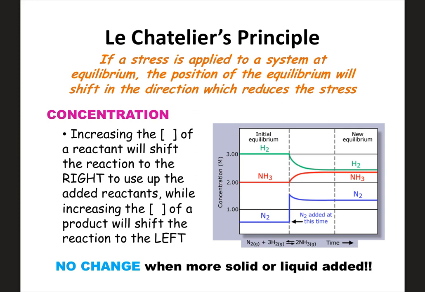So it kind of makes sense. If you have more of a reactant, the reaction is going to shift to use up that reactant. If you have more of a product, your reaction is going to shift toward the left side, forming the reactants to use up that added product.